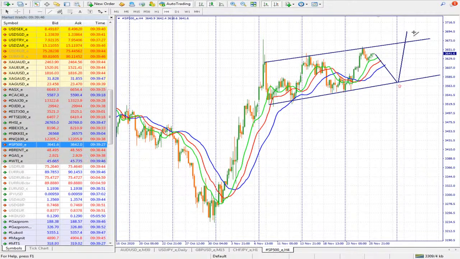So the price should retrace, and then it can continue up. So this is a buy. This should be a good place to look for a buy from.